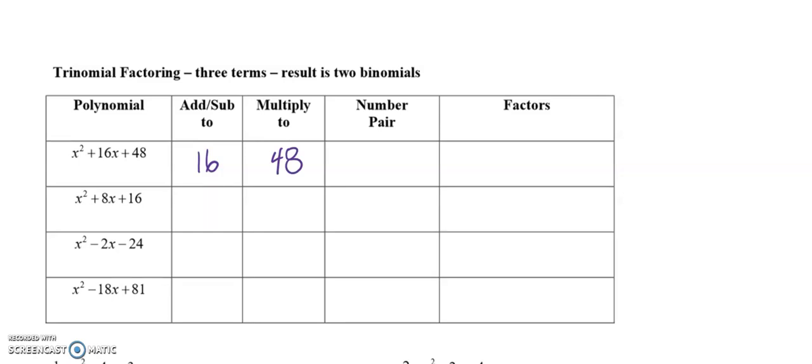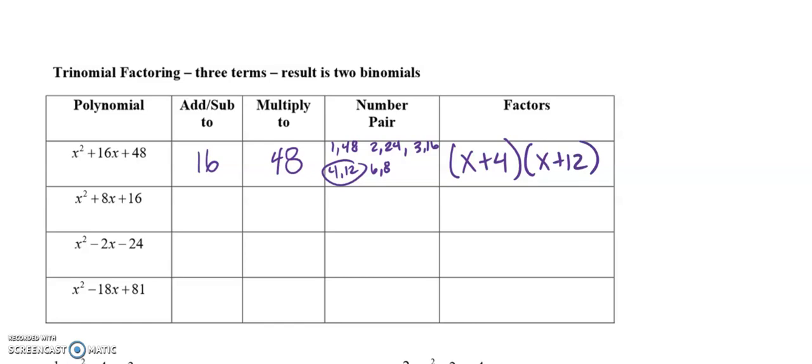So we have lots of different number pairs that'll multiply to 48. We've got 1 and 48. We've got 2 and 24. We've got 3 and 16. We've got 4 and 12. We've got 6 and 8. So which of those pairs, when I add or subtract them, do I get to 16? The 4 and the 12. So then when I factor it, it'll be x plus 4 and x plus 12.